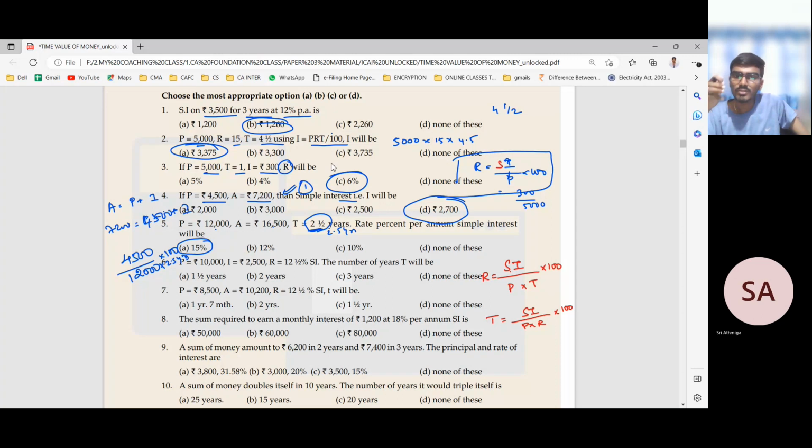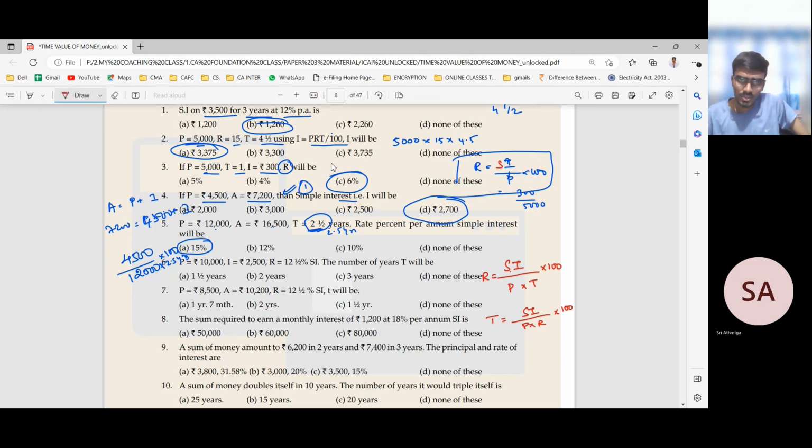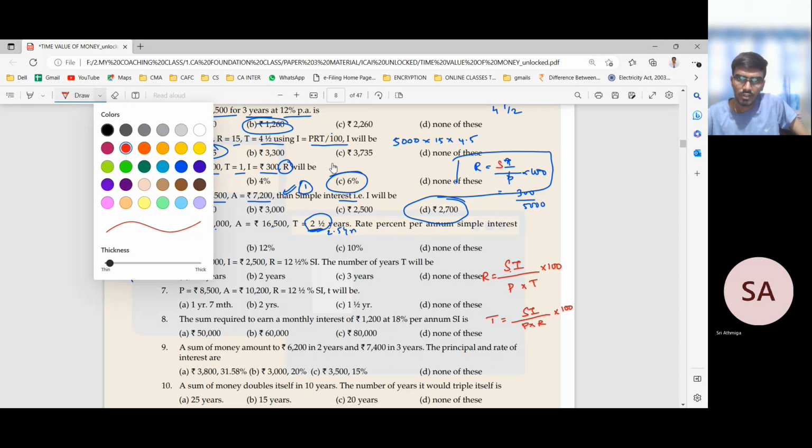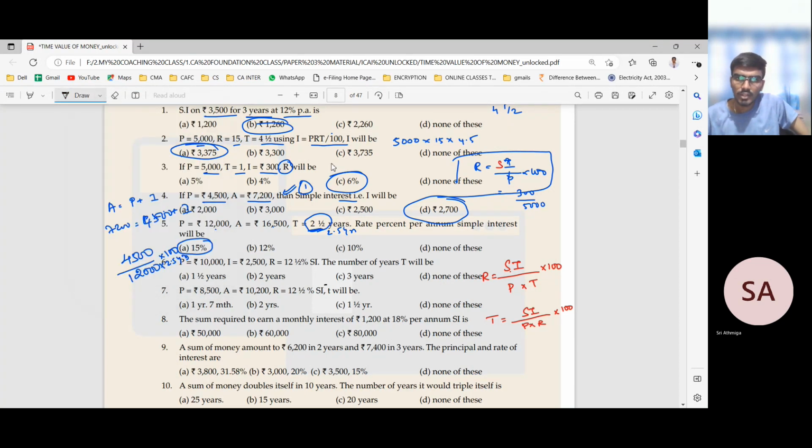So now you can approach this sum. P is equal to 10,000, I is equal to 2,500, R is equal to 12.5%. What is the T they are asking? Just do it. Without my help, you can easily do it now. What are you going to do? Take simple interest 2,500 divided by the principal 10,000. Time you don't know, but rate of interest you know, that is 12.5 into 100.